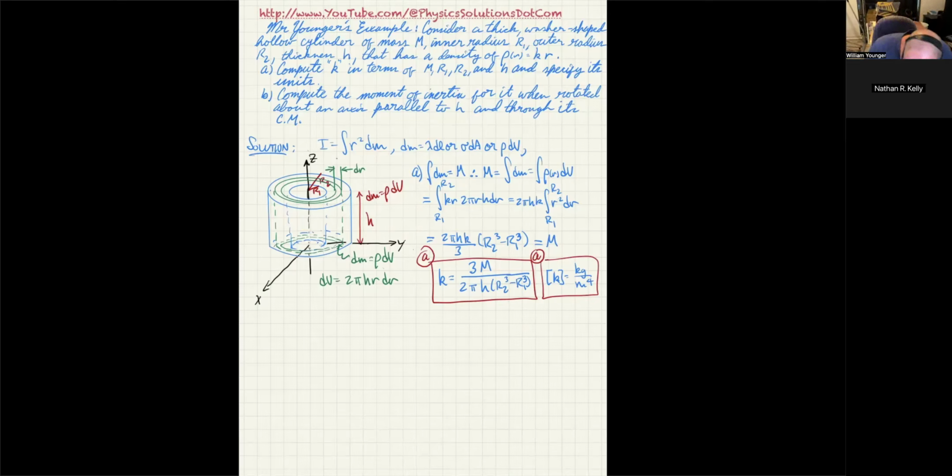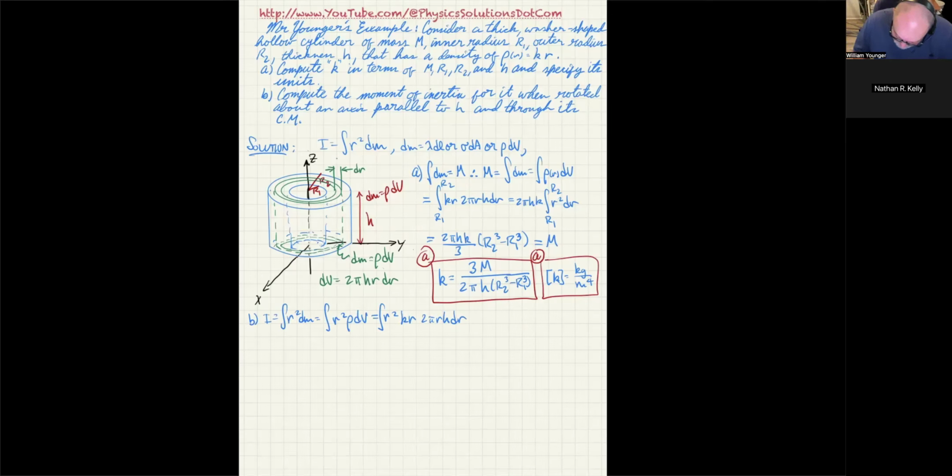So now I'm going to go ahead and calculate the moment of inertia, and that's part B. So the moment of inertia is equal to the integral of r squared dm. And of course, that's the integral of r squared, and then dm is rho dv. And then that equals the integral of r squared times kr times 2 pi r h dr, because that's our differential volume element. It's 2 pi h r dr.